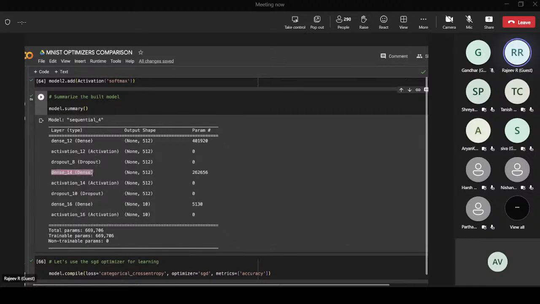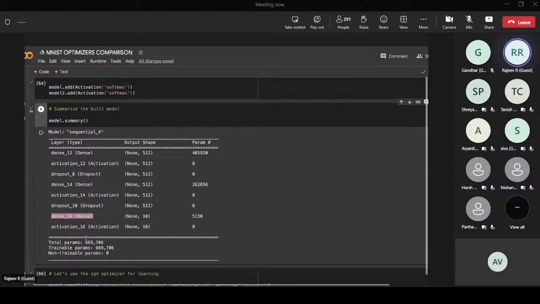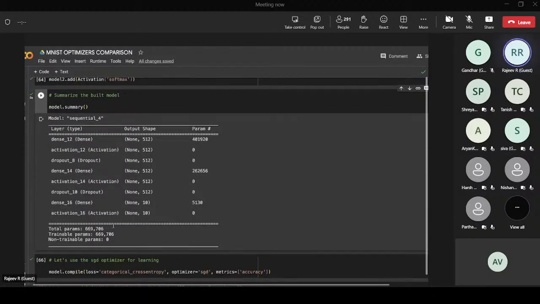I have a second layer here, that's my hidden layer activated using the ReLU function. Again, I use dropout. Finally, I have my output layer, and in the output layer I have used a softmax activation. So you guys can see 1, 2, 3, I have three layers total. But now we come to the agenda of why I'm showing you this code.